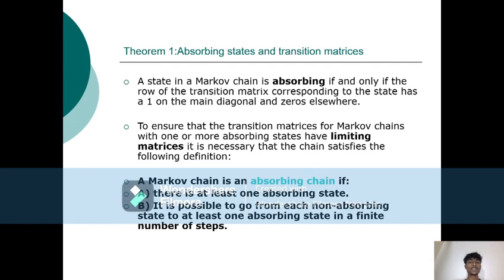Second, to ensure that the transition matrix for a Markov chain with one or more absorbing states has a limiting matrix, it is necessary that the chain satisfies the following definition.